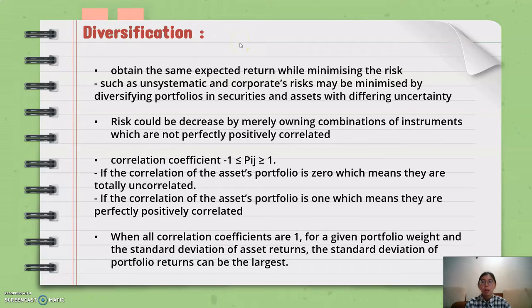To fulfill the target of the investor, diversification is also important. It helps investors to obtain the same expected return while minimizing the risk. Risk could be decreased by merely owning a combination of instruments which are not perfectly positively correlated. These are the correlation coefficients. If equal to 0, they are not correlated. If equal to 1, they are perfectly positively correlated. When all correlation coefficients are 1, for a given portfolio weight and the standard deviation of asset returns, the standard deviation of the portfolio return can be the largest.